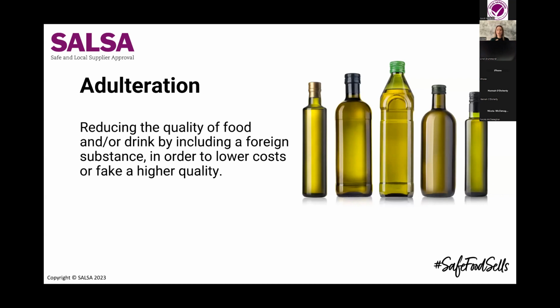We've also had instances of olive oil as well. So with olive oil, you could have mineral oil that has been added to it, or something like chlorophyll to make it, if it was, for example, extra virgin olive oil, a further green colour. So it's about reducing the quality of the product for financial gain, and this could then cause a food safety risk. You're not adulterating it to cause the food safety risk, but this is a consequence of the adulteration.